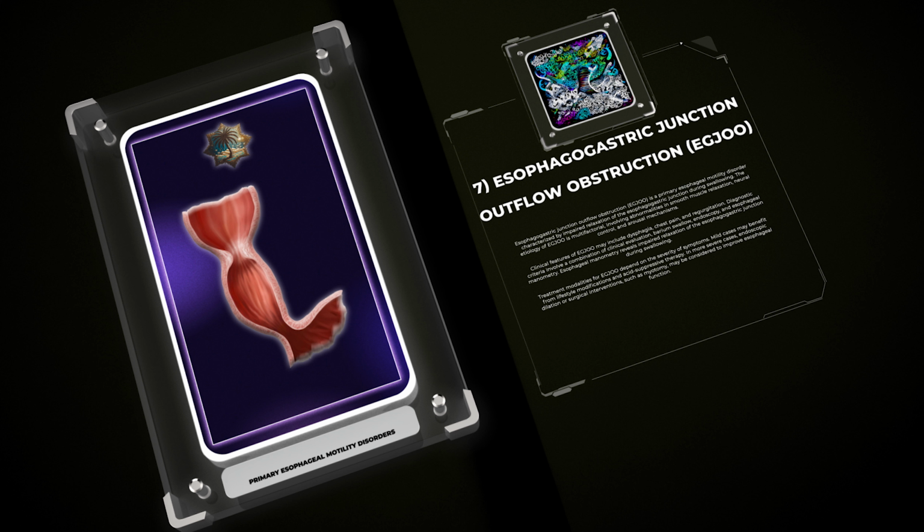Treatment modalities for EGJOO depend on the severity of symptoms. Mild cases may benefit from lifestyle modifications and acid suppressive therapy. In more severe cases, endoscopic dilation or surgical interventions, such as myotomy, may be considered to improve esophageal function.